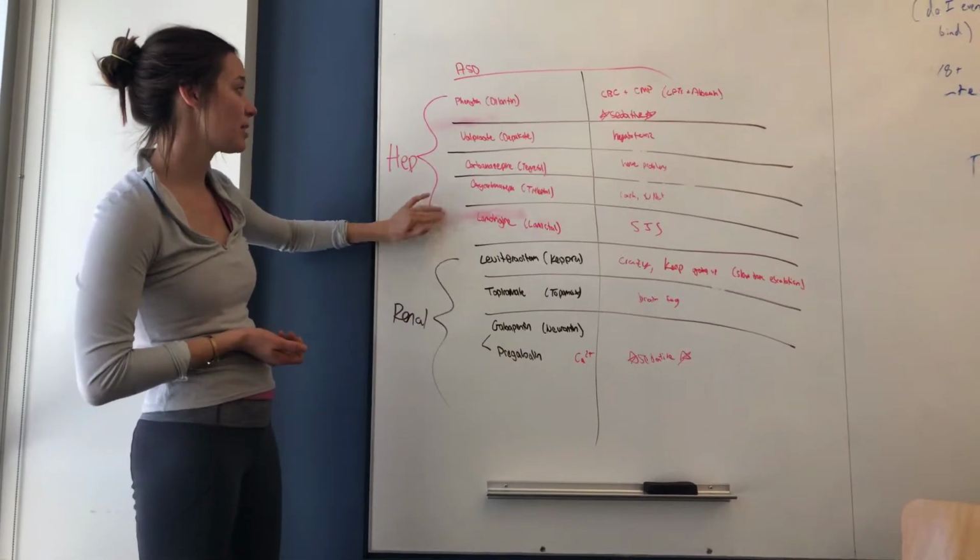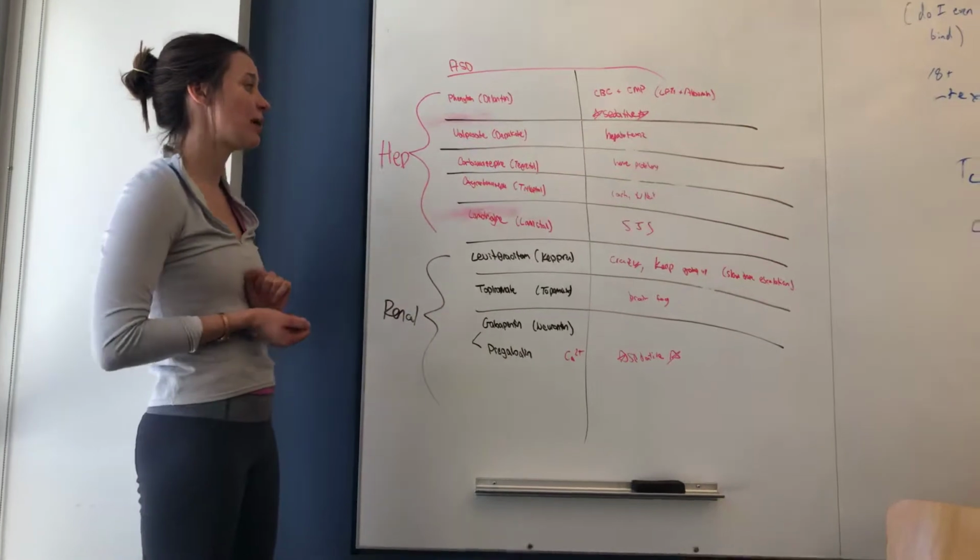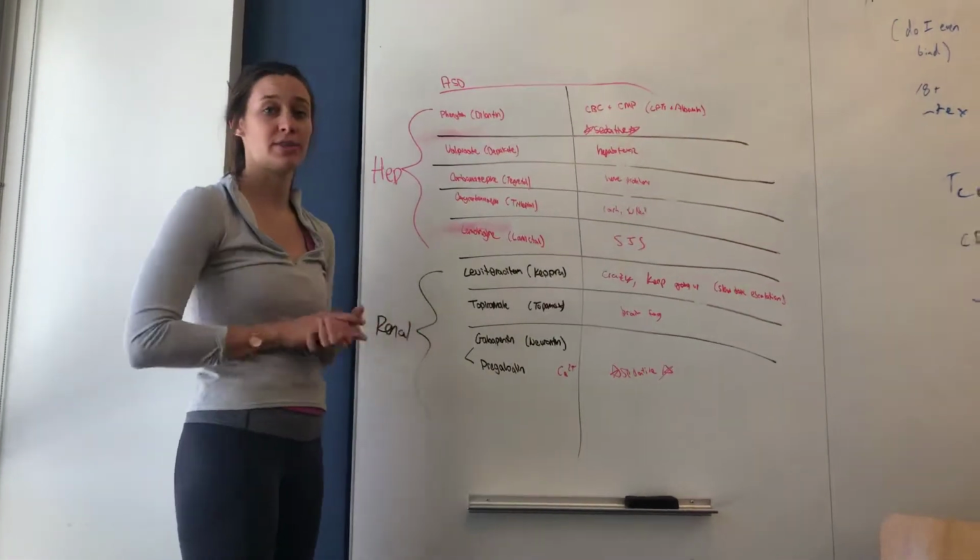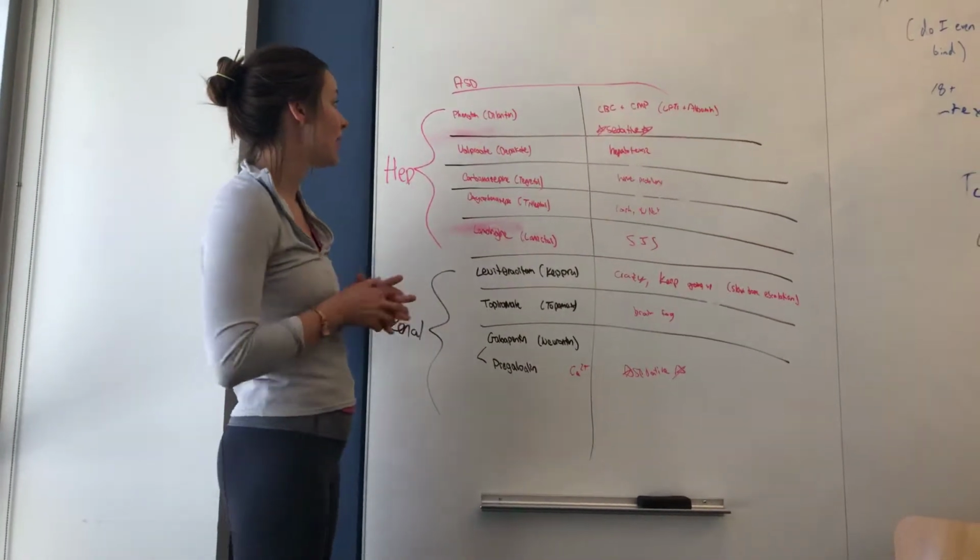So to start with, we have some that are hepatically dosed and some that are renally dosed. The first ones you see up here are all hepatic, and then the last four at the bottom are renal dosed. So it's a very important thing to remember. I feel like we're always tested on that.